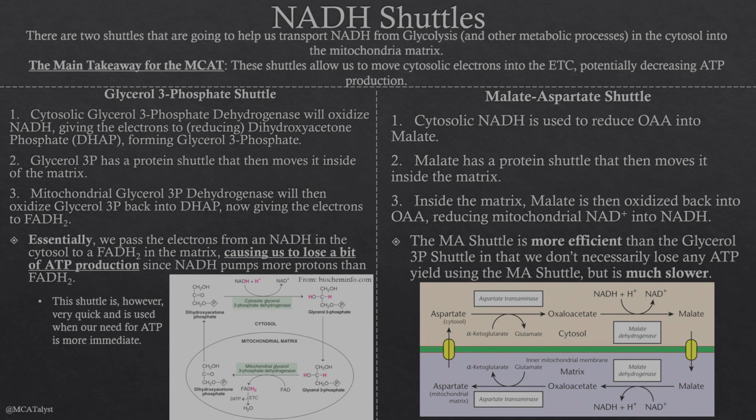So we're only going to be doing the MA shuttle whenever we don't necessarily need ATP quickly and we can prioritize efficiency. Basically the exact same idea of how we run the PDC, when we can prioritize efficiency, we run fermentation when we need things fast. That's the same kind of compare and contrast that we have between these two shuttles. Again, the main takeaway that you need to know is that these shuttles are allowing us to move the electrons from cytosolic NADH into the matrix so that the electron transport chain can use them. The G3P shuttle is going to specifically give those to FAD, so we're going to lose a little bit of ATP yield. The MA shuttle can just reform NADH inside the matrix. One's faster, the other one's slower, but more efficient.